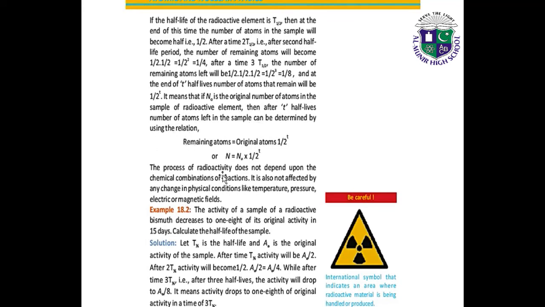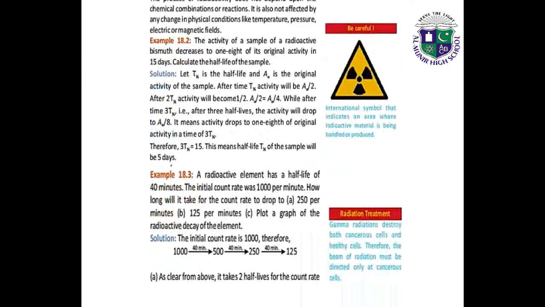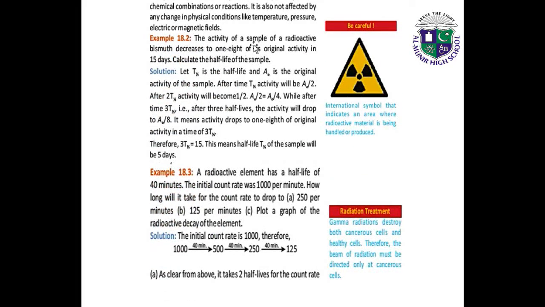The process of radioactivity does not depend upon chemical combinations or reactions. It is also not affected by any change in physical conditions like temperature, pressure, electric or magnetic fields. Here we have example number 18.2. The activity of a sample of radioactive bismuth decreases to 1/8 of its original activity in 15 days. Calculate its half-life. By putting in the values, we will get the half-life of this element.